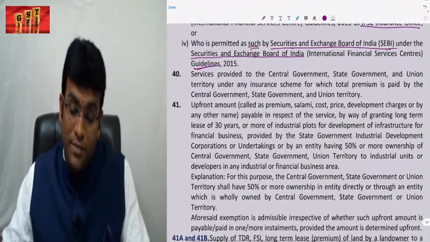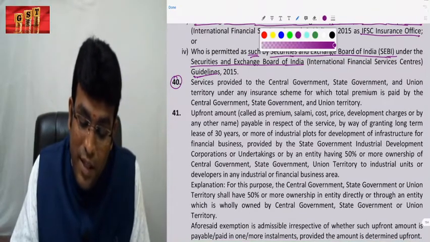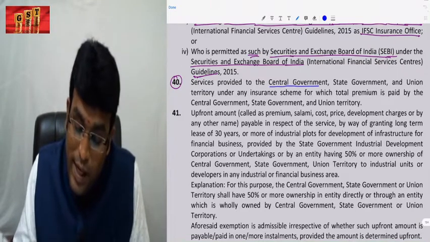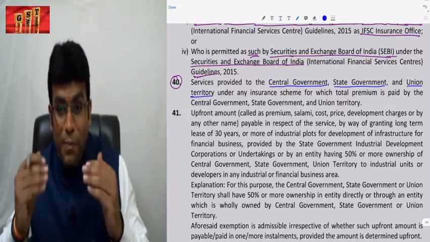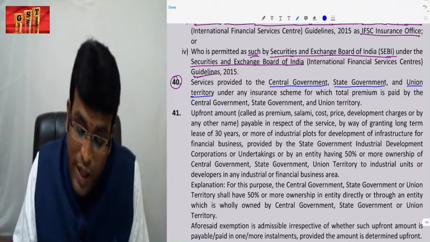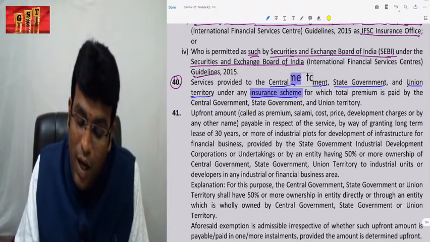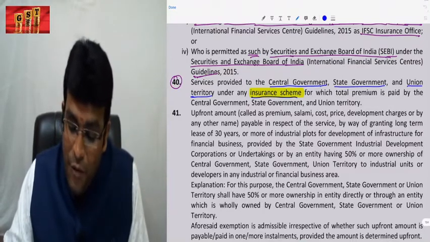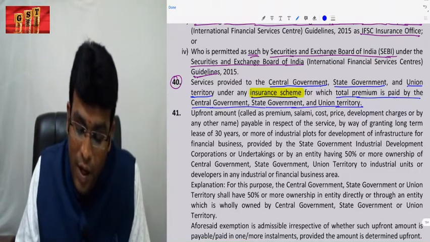Come on, look at the next one. We are looking at point number 40, my dear friends. Services provided to central government, state government and union territory under any insurance scheme. I'll highlight that word, insurance scheme. Under any what scheme, sir? Insurance scheme for which the total premium is paid by the central government, state government and union territory.